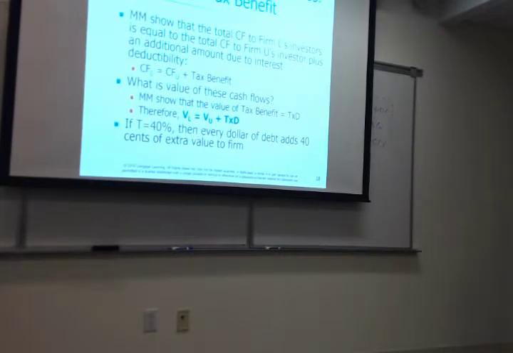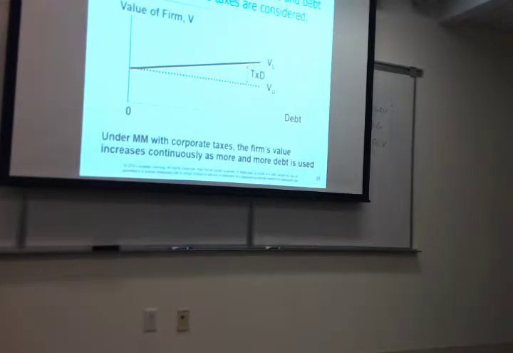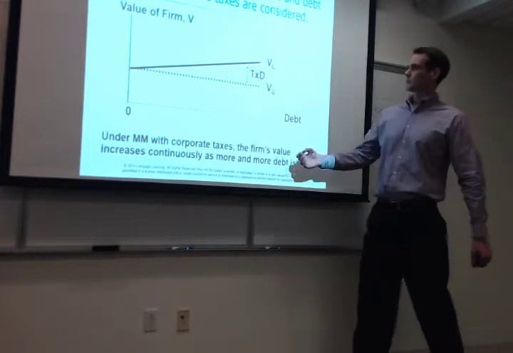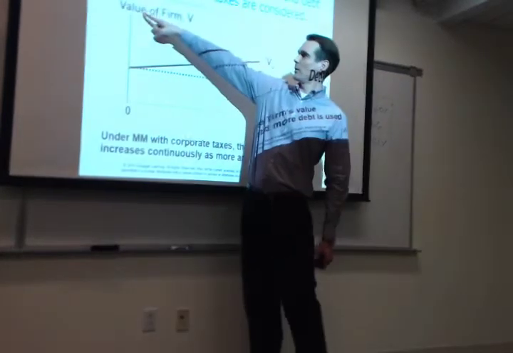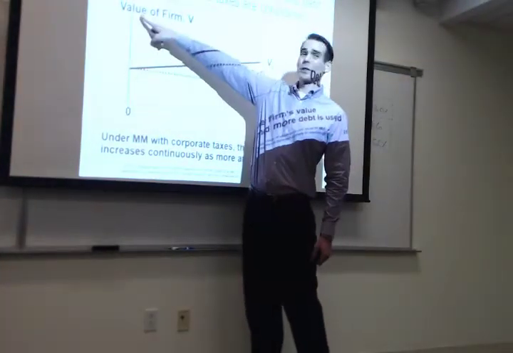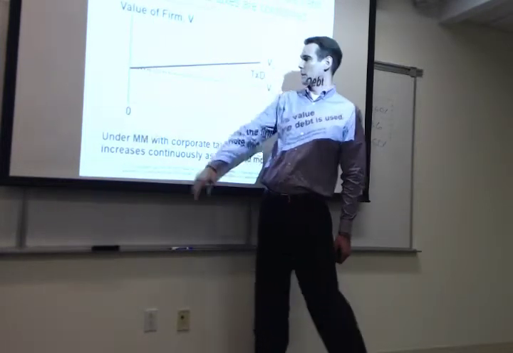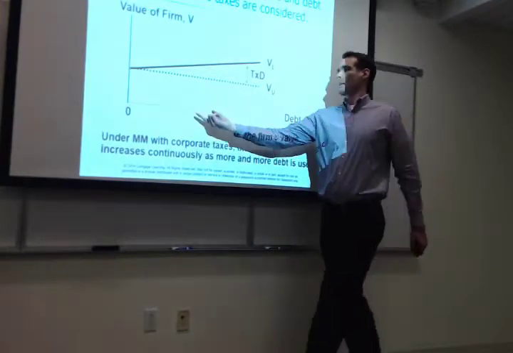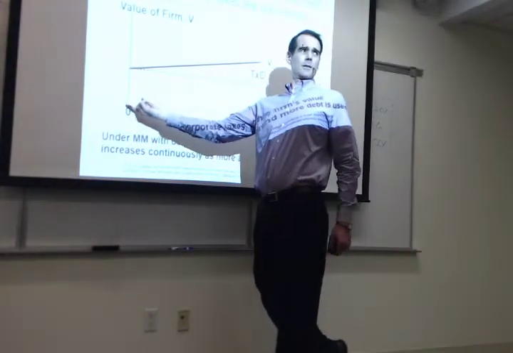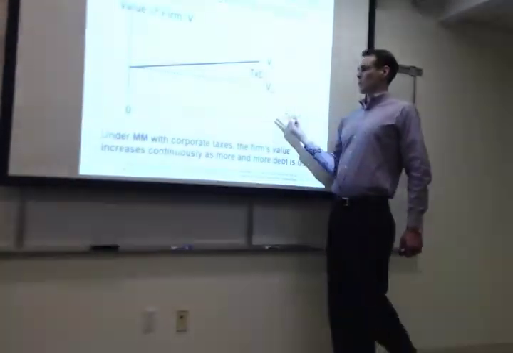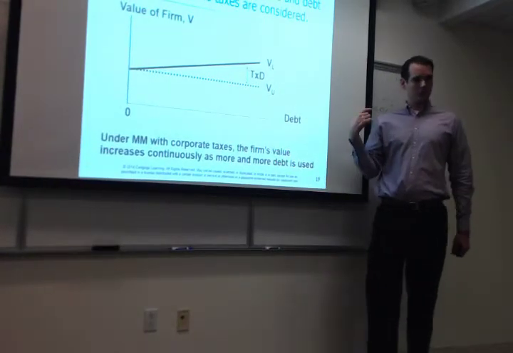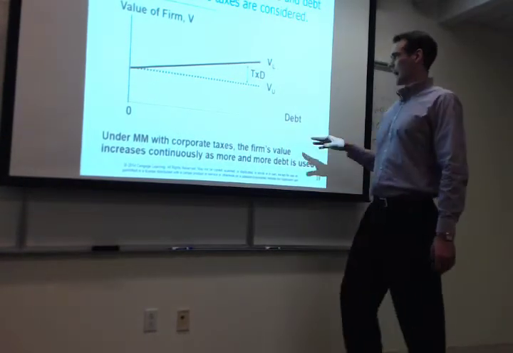40%, every dollar of debt adds 40 cents of value to the firm. So let's take a look at this graph. We have the value of the firm on the vertical axis. Higher is better. Here is 0. On the horizontal axis, we have debt starting at 0 and increasing. More debt as we go to the right on the graph.